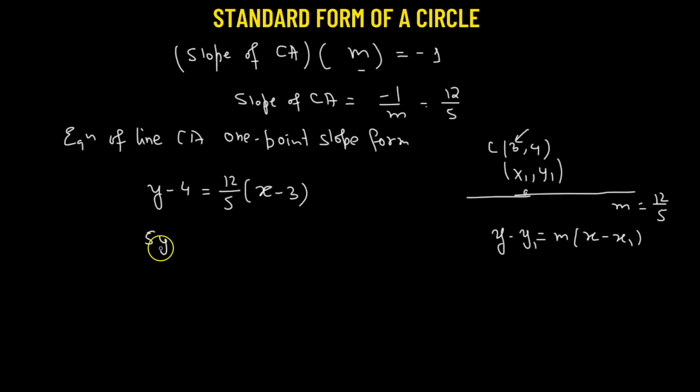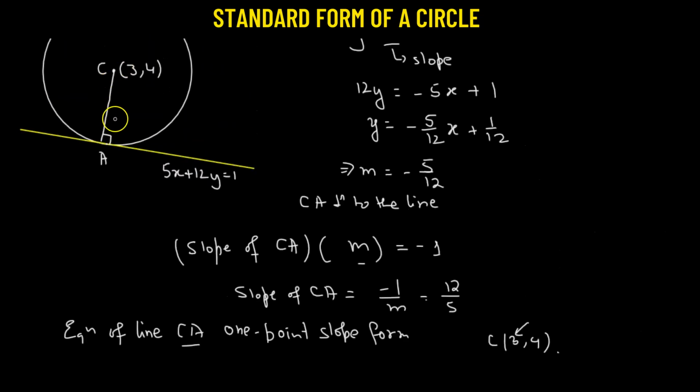So we get 5y minus 20 equals 12 times x minus 3, which gives us 12x minus 36. Let's write it as 12x minus 5y equals 16. So this is the equation of line CA, which is the perpendicular line.